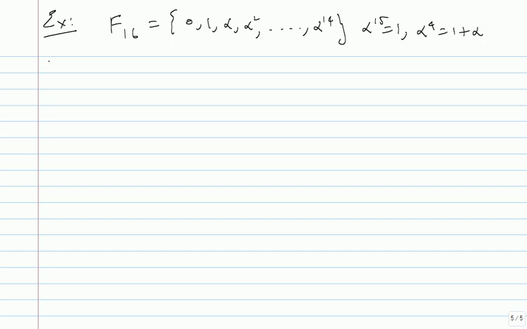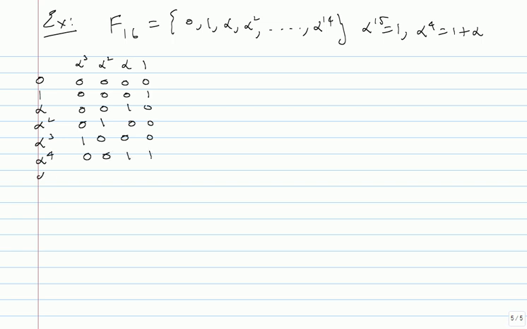Okay, if I do this, let me write down the table for, let's say, alpha power 3, alpha squared, alpha, 1. Okay, and 0 is going to be 0, 0, 0, 0. 1 is going to be 0, 0, 0, 1. Alpha is going to be 0, 0, 1, 0. Alpha squared is going to be 0, 1, 0, 0. Alpha power 3 is going to be 1, 0, 0, 0. Alpha power 4 is going to be 0, 0, 1, 1. Okay, alpha power 5 is going to be 0, 1, 1, 0. Alpha power 6 is going to be 1, 1, 0, 0. Let me know if I'm making a mistake. Alpha power 7 is going to be 1, 0, 1, 1. Am I right?